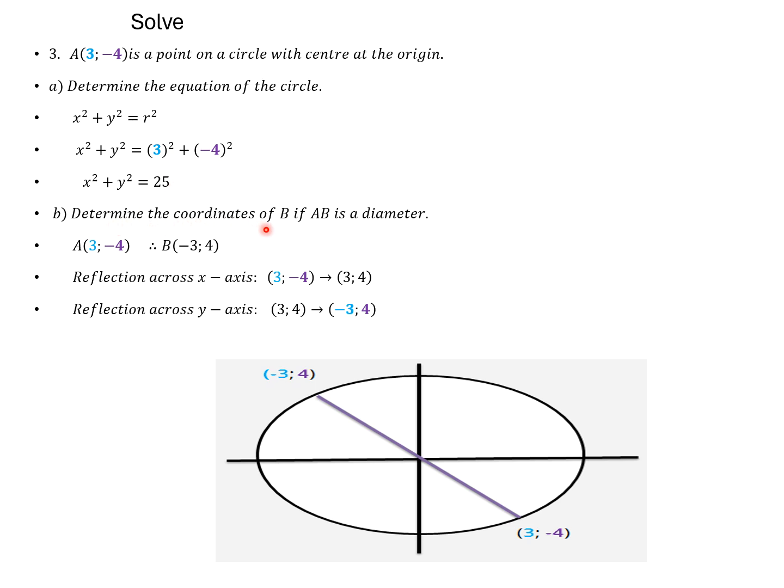Now determine the coordinates of B if AB is a diameter. So A is (3; -4), and B would be (-3; 4). Basically for it to be a diameter, the points are reflected. Right? So reflection across the x-axis, (3; -4) becomes (3; 4), and reflection across the y-axis, or reflection across the x-axis, I'm going this way across.